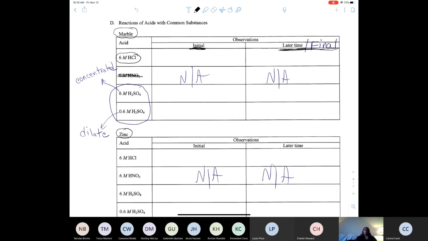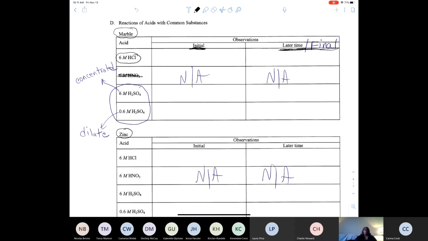And so in making your observations here in these data tables, you don't have to write a whole lot. You can write a few words, no more than a sentence is necessary. So just basically tell me what you see. So tell me what you see happening when 6 molar HCl is added to the marble. Do you see fizzing? Do you see bubbling? Do you see a color change?